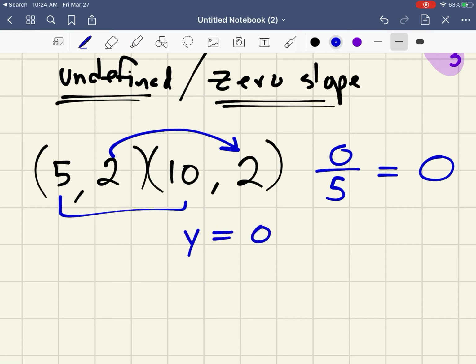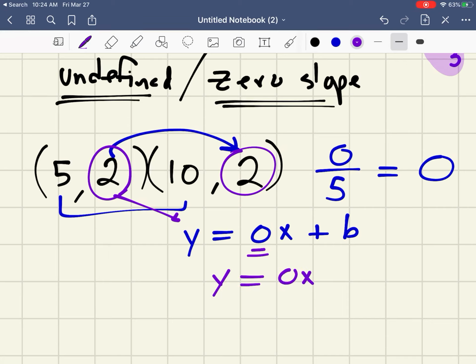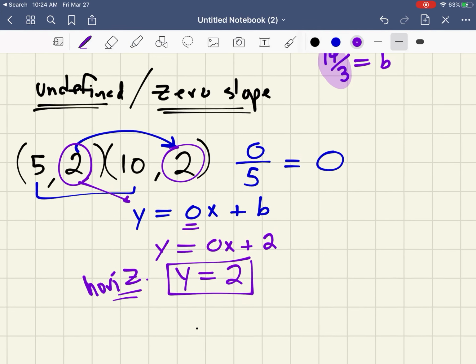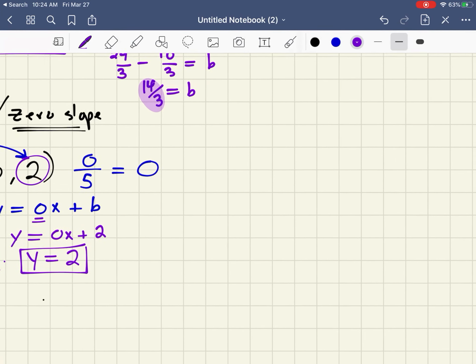In that case, y equals 0x plus b would be the first step, but 0 times x just goes away. So your b value is 2. So you can just say y equals 0x plus 2 and essentially simplify it down to y equals 2. So it's going to be a horizontal line, which is always y equals and then the value.